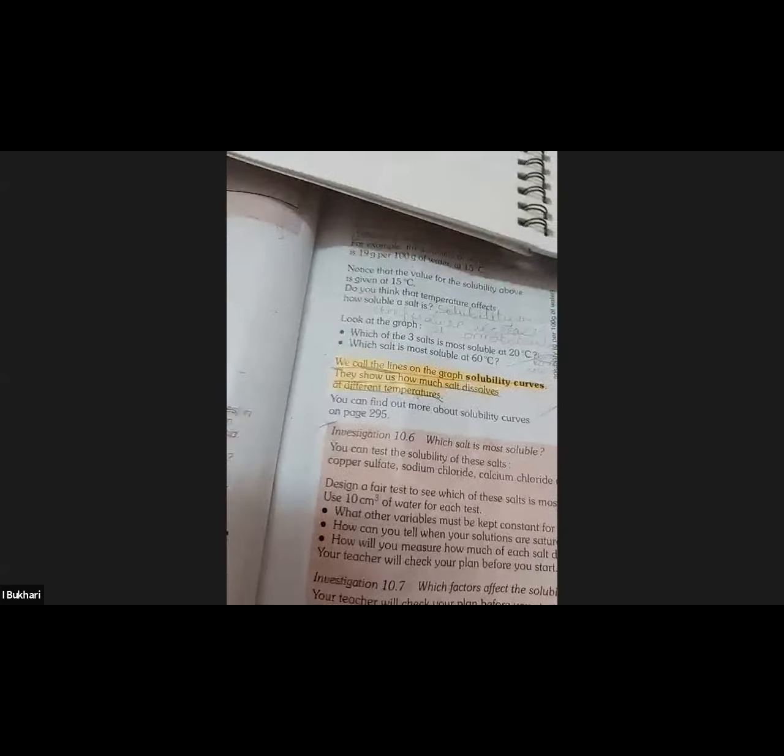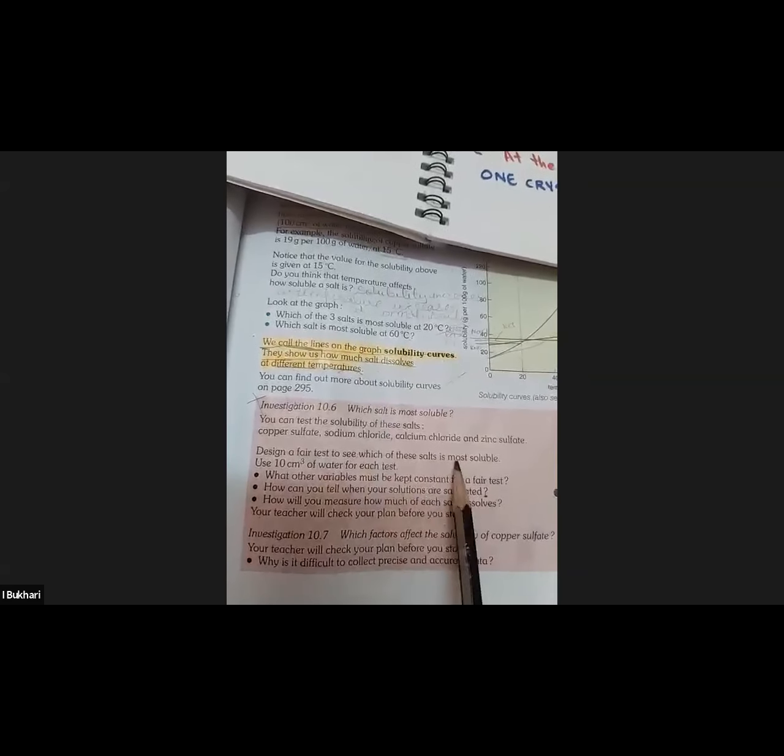Okay, then let's talk about this investigation. 10.6. Which salt is most soluble? You can test the solubility of these salts. Design a fair test to see which of these salts is most soluble. Use 10 cm cube of water for each test. What other variables must be kept constant for a fair test?